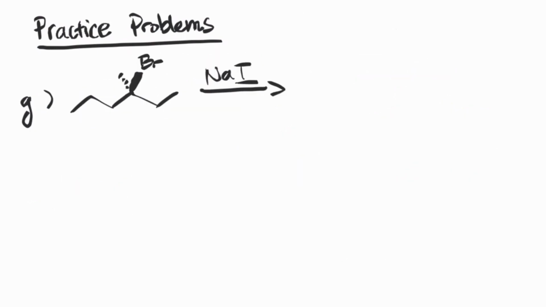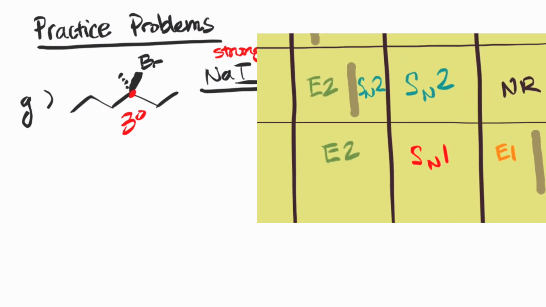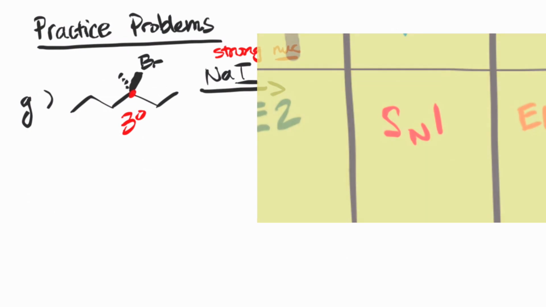All right, let's do one last example here. What does the reagent look like to you? It's iodide, so it's going to be a strong nucleophile and a weak base, so it's going to function as a nucleophile. Take a look at our substrate over here. We do have a tertiary substrate. So even though we have a strong nucleophile, that substrate being tertiary will not promote a bimolecular reaction. It will therefore promote the SN1 mechanism.